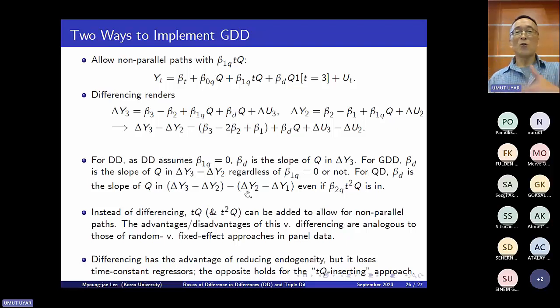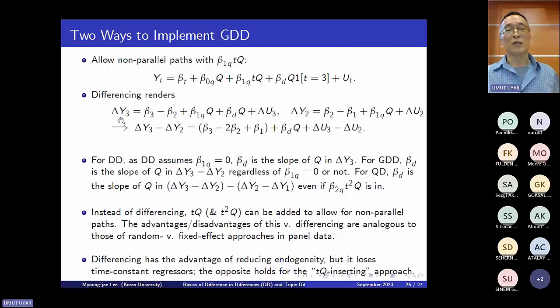So as you do more differencing, you allow terms like this, t times q or t squared times q and so on. So in short, you can apply GDD by adding extra terms such as this, or t squared times q, and so on. And that's one way. And the other way is that you keep differencing your model until you feel comfortable that terms like this all drop out, and then you do OLS.